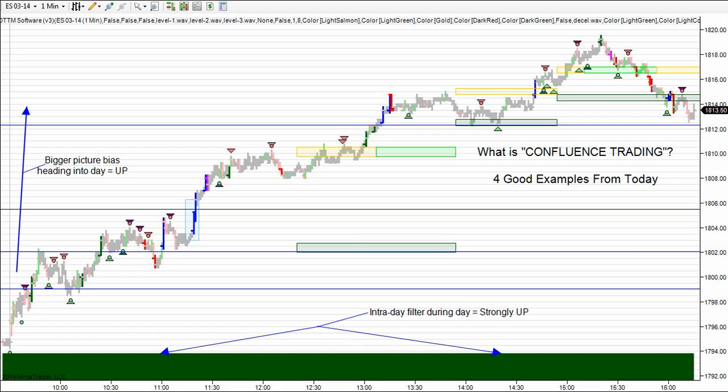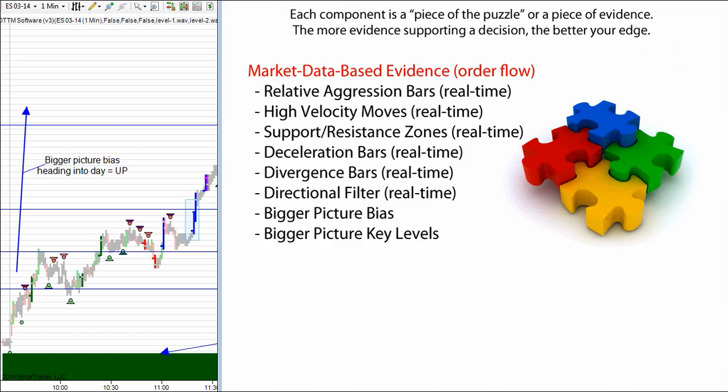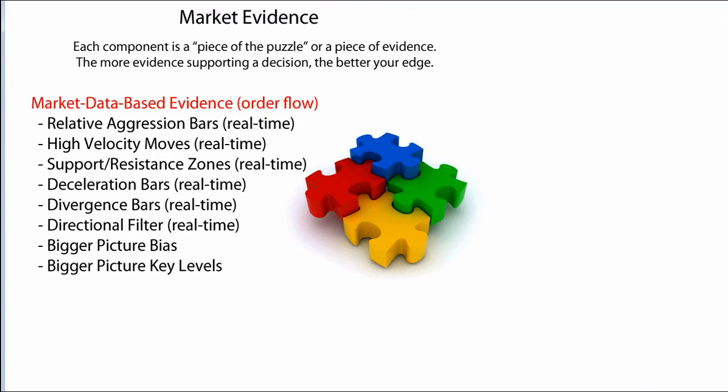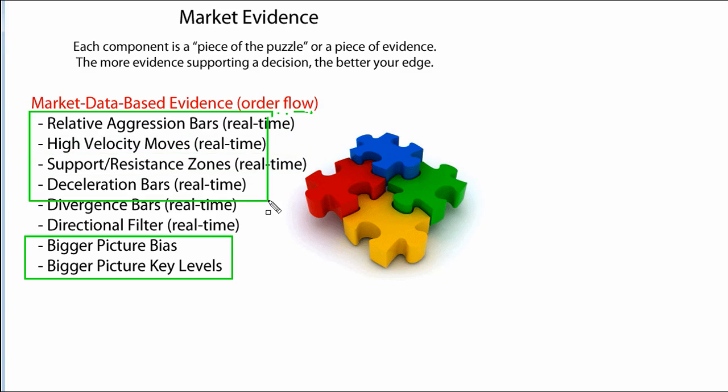So to give you a better idea of what confluence trading is, we start with what we call our building blocks or our pieces of evidence. And the idea here is that we have various pieces of evidence, both bigger picture, bias and key levels, and then the real-time data, especially these relative aggression bars, but also high velocity moves and support resistance, deceleration, divergence, and filter. And the idea is that each of these is a piece of evidence or a piece of a puzzle, and the more that come together, so if you have 1, 2, 3, 4 of these that come together at the same time, you have a better edge.